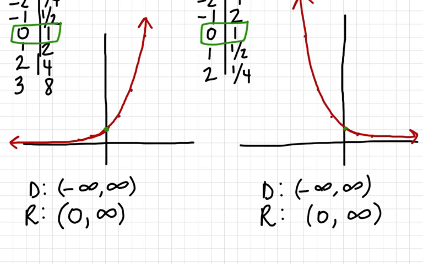And then the last commonality is that both of these graphs have a horizontal asymptote. And in fact, they have the same horizontal asymptote. Both the exponential growth and the exponential decay models have a horizontal asymptote of y equals 0. And that would be our 4th commonality.